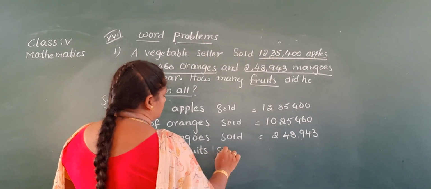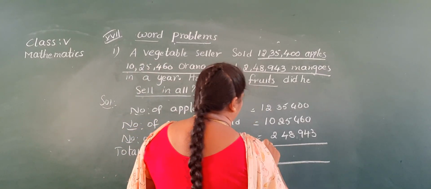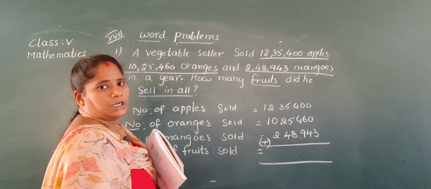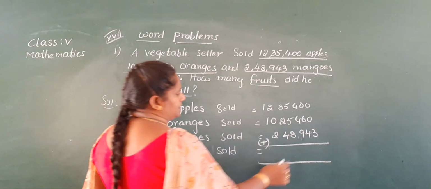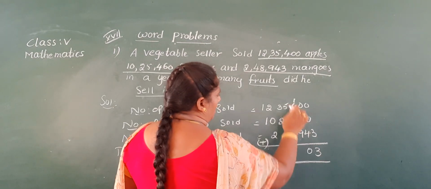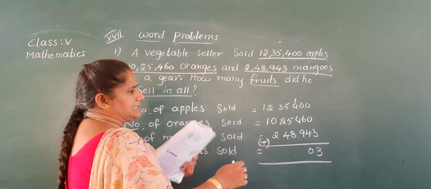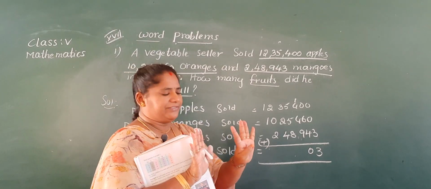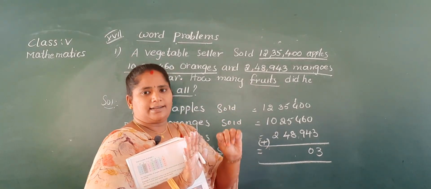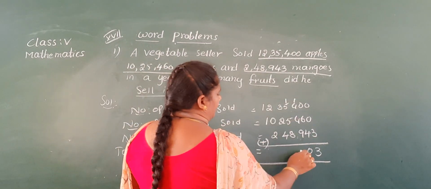Total number of fruits sold, plus. We'll keep plus. Do the addition. Start from the ones place. 3. 6 plus 4, 10. 1 up, 0 down. 1 plus 4, 5. 5 plus 4, 9. 9 plus 9. Take 9 fingers. 9 after 10, 11, 12, 13, 14, 15, 16, 17, 18. So 1 carry and write down.